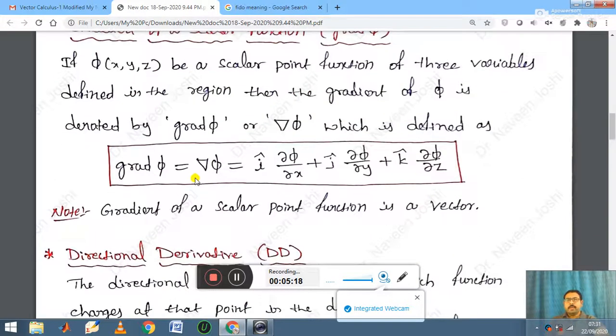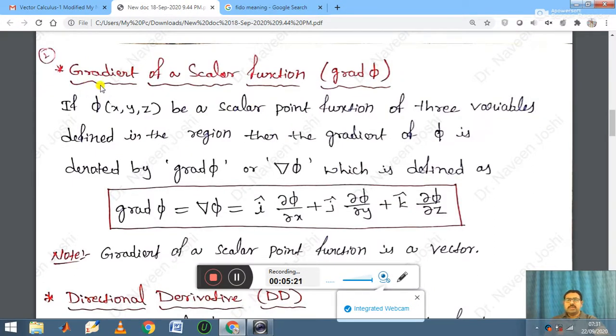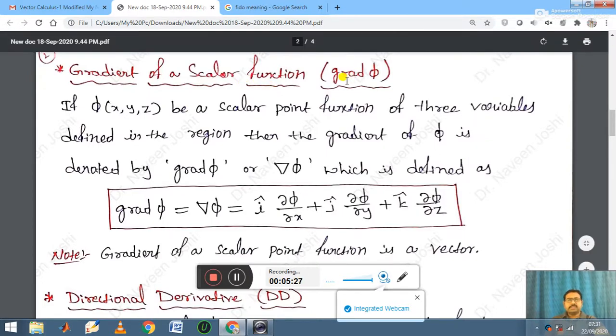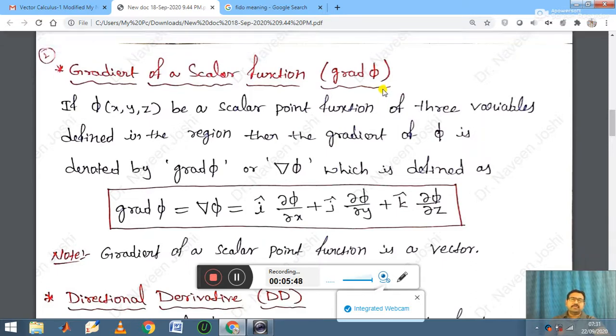That's it. Then the next definition is the gradient of a scalar function. Shortly it is known as grad phi, and the symbol is del phi. In the examination, for 2 marks, they will sometimes give a scalar function phi and ask you to find grad phi, and sometimes they give the symbol and ask you to find del phi. Del phi means they are asking for the gradient of a scalar function, or the grad phi value.